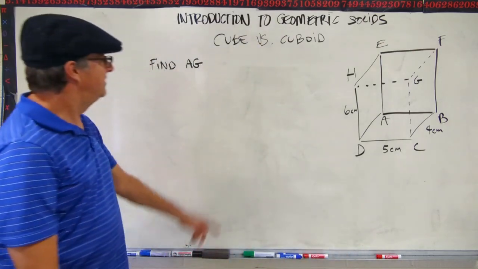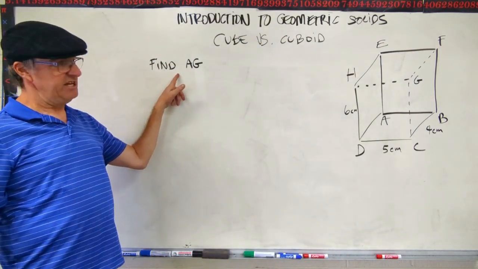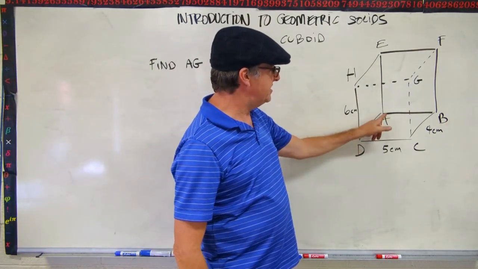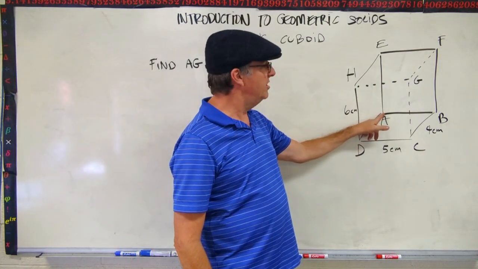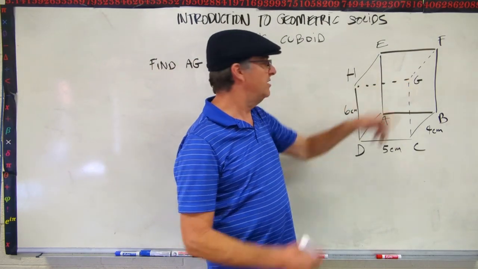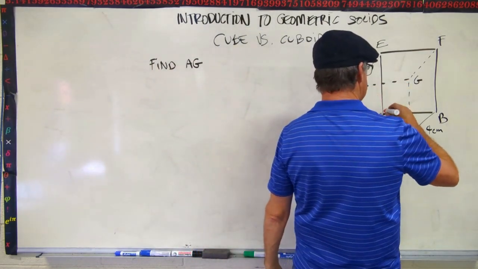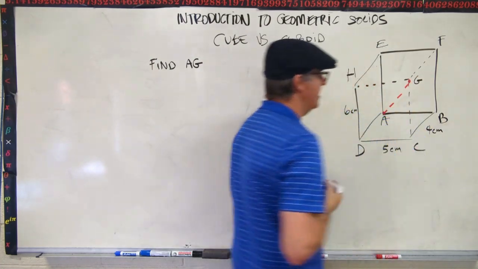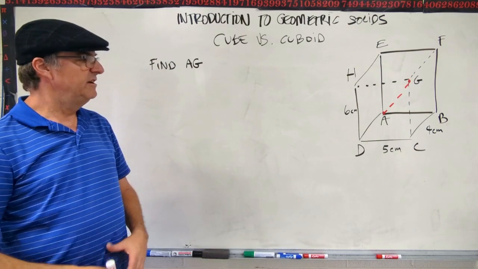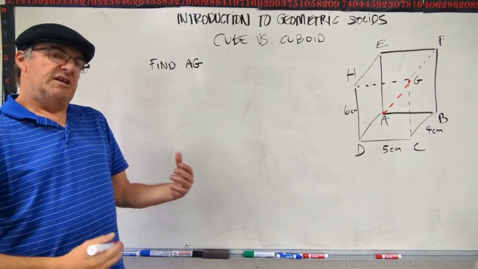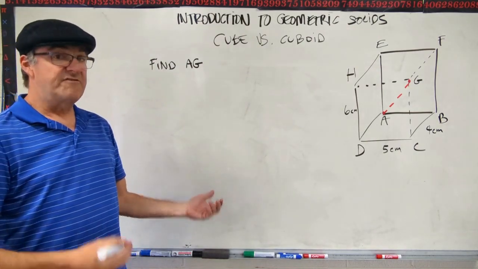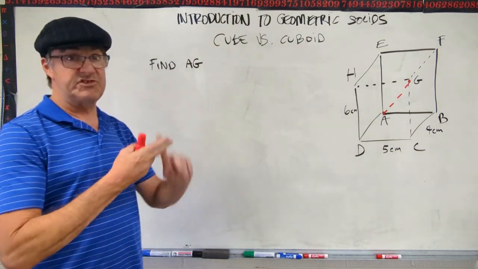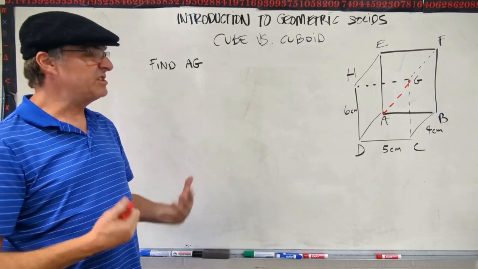Okay, so find AG. So let's take a look at this, and we see here that AG is the line that goes from the back corner to the front opposite corner. So we're trying to find this line here, the length of that, going from there to there. I'm going to use red just so you can see that. Now, in a cuboid or a box, you have 90-degree angles everywhere. So that means you can use Pythagorean theorem and you can use SOHCAHTOA trigonometry to find stuff.